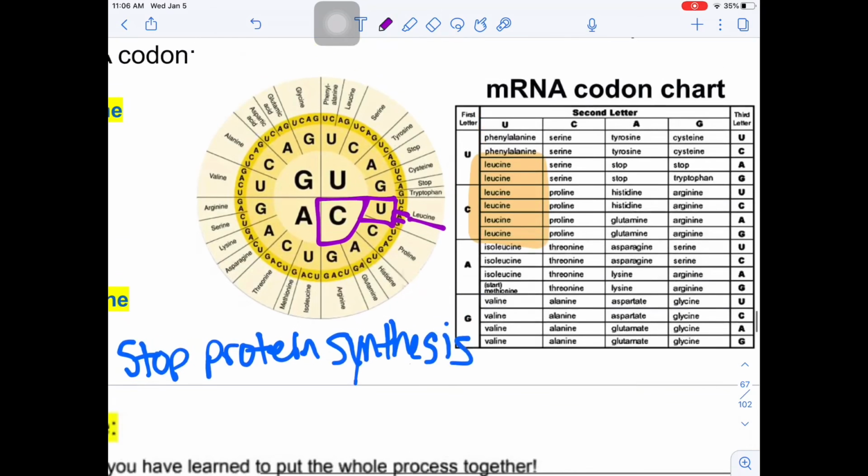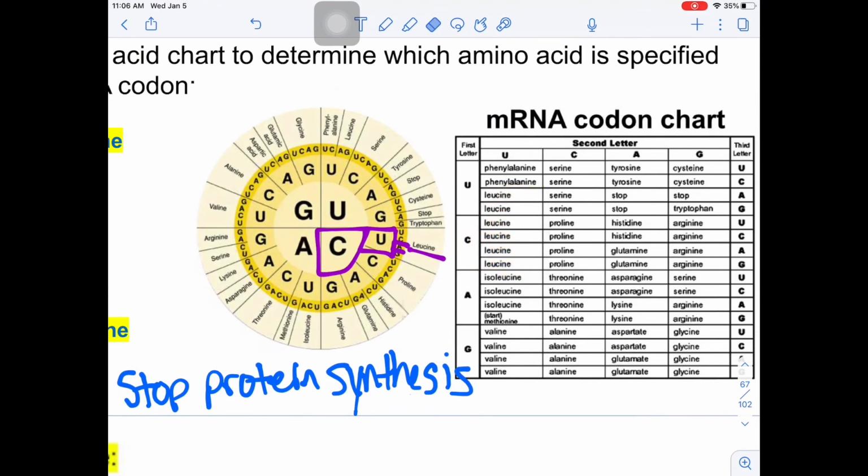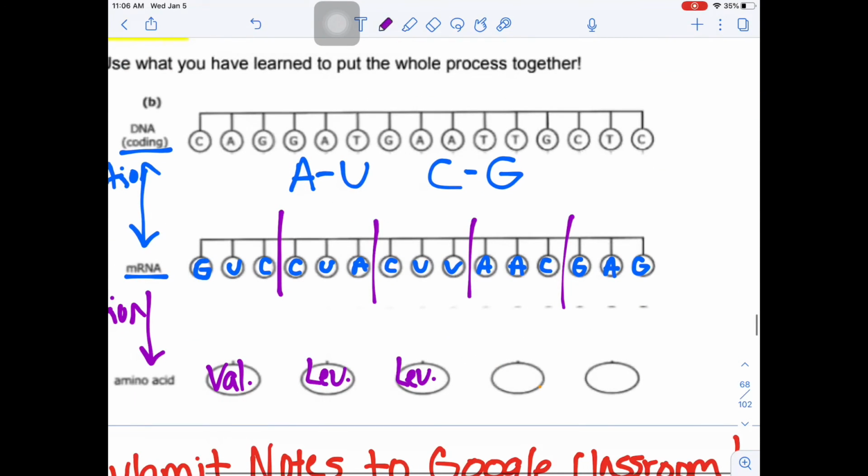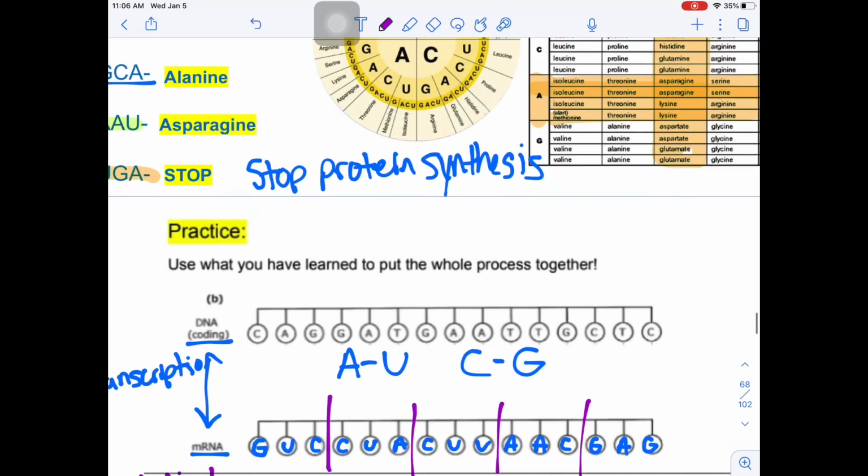Let's do the next one, AAC. Go back to the chart again. So A, A, C is asparagine. There's our asparagus-like one. I'm just going to write ASP. And then the last one, GAG.